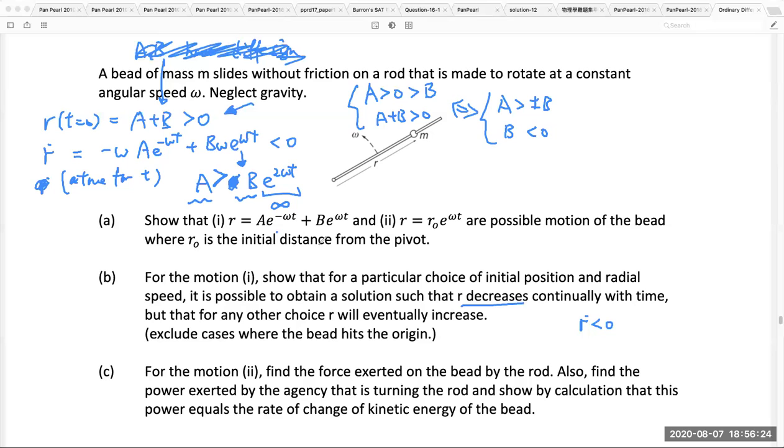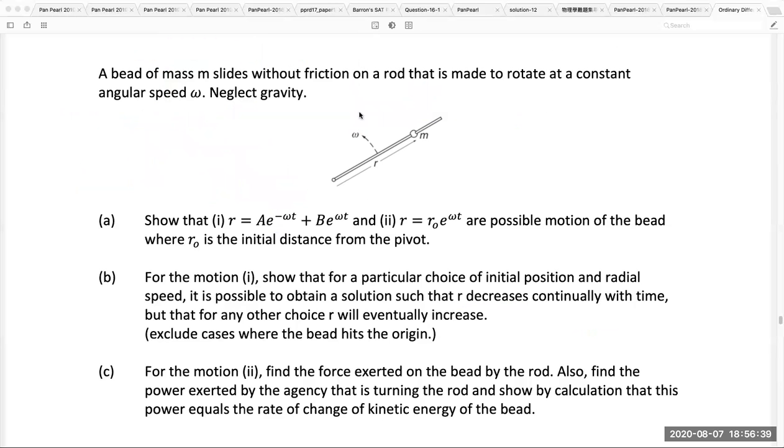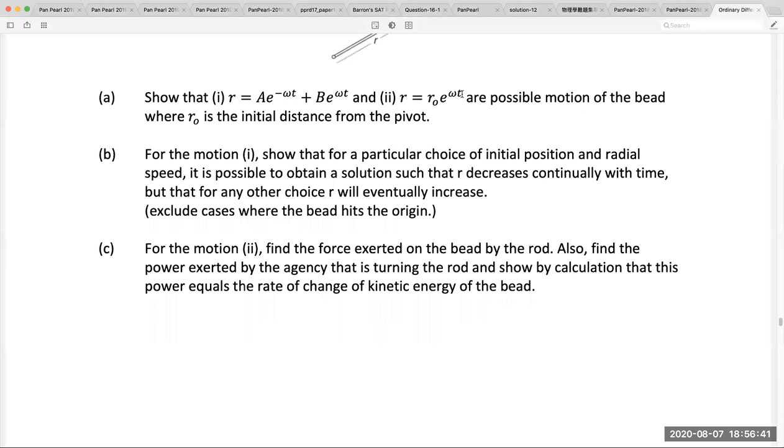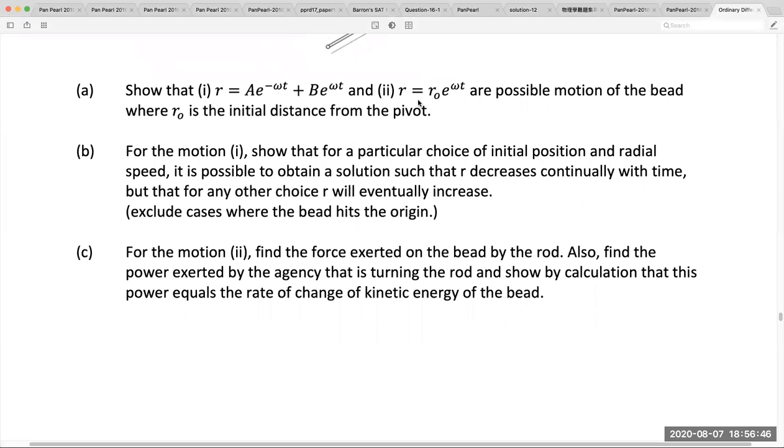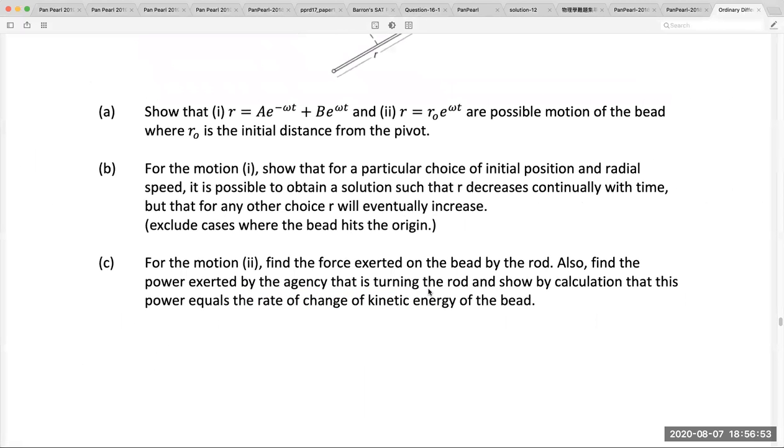So okay, we finish part B. No question? I need to save the screen now. Then we go on to part C. For part C, you are using this form, and you find the force exerted on the bit by the rod, find the power, calculate the kinetic energy, and differentiate the kinetic energy to find the rate of change of kinetic energy. It may take some time to do.